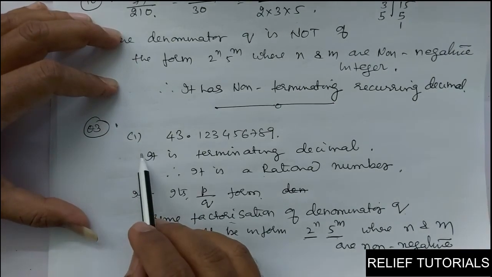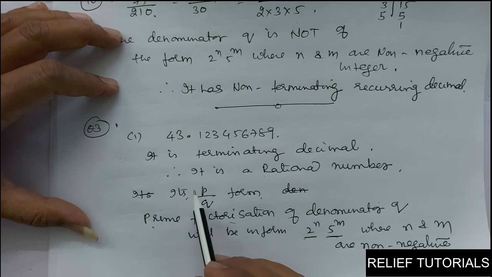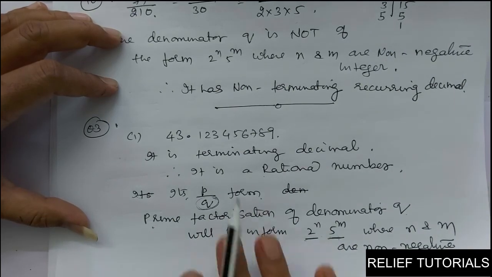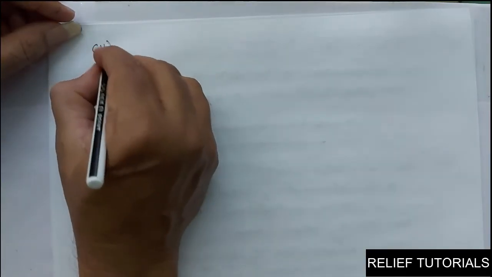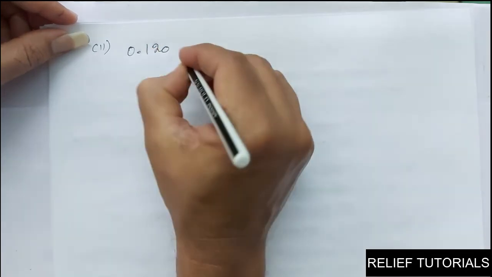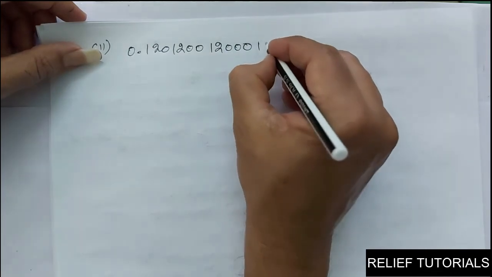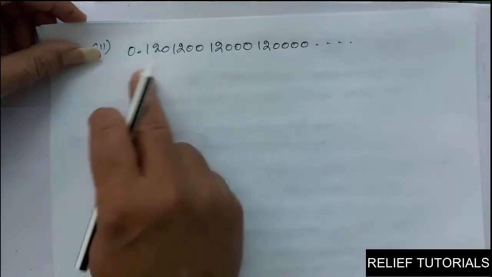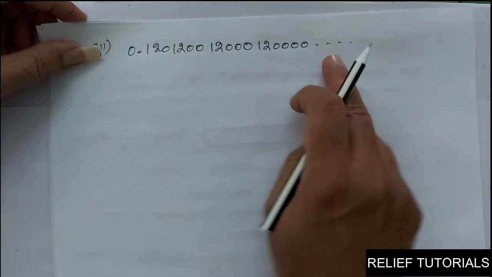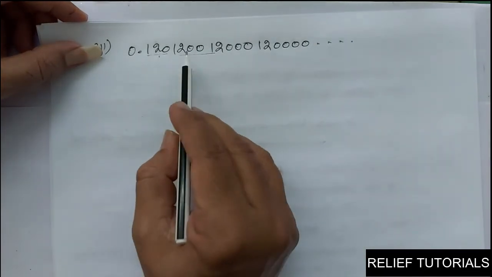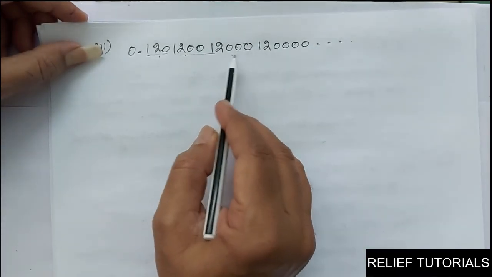So if any rational number has a terminating decimal, then in its p by q form, the prime factors of the denominator q will be of the form 2 raised to n and 5 raised to m. That's all. So this is one. Now 2, here it is given: 0.120, 1200, 12000, then 1240 dot dot dot. What do you say? It is non-terminating, but not recurring. Nothing is repeating here: 120, then 12,100, then 12,000, 1,20,000.